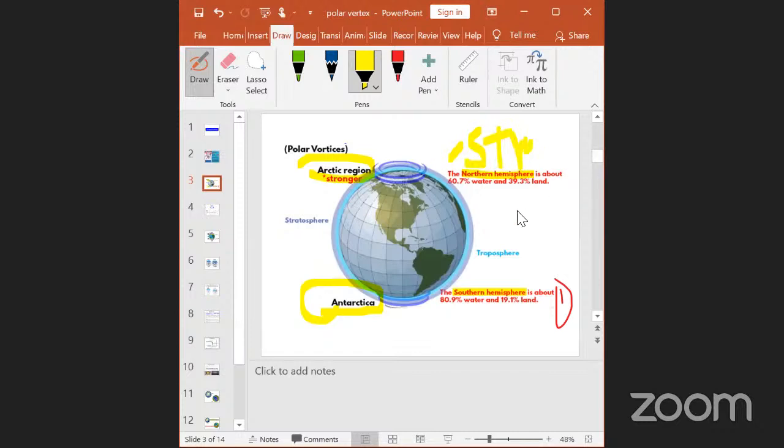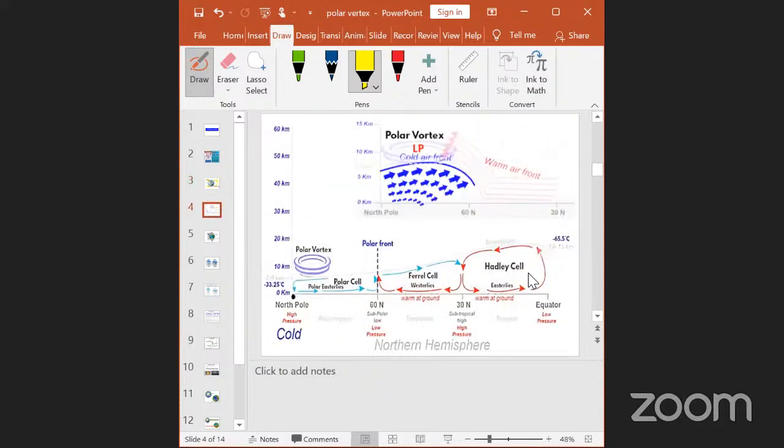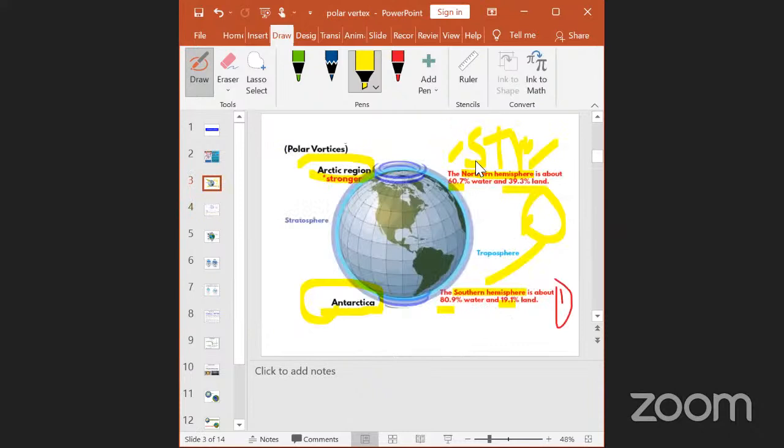The northern hemisphere is about 60.7% water and 39.3% land. And the southern hemisphere is about 80.9% water and 19.1% land. The term vortex, basically, is clockwise or counterclockwise, depending upon the northern hemisphere and southern hemisphere. So in the northern hemisphere, it is anti-clockwise, right?